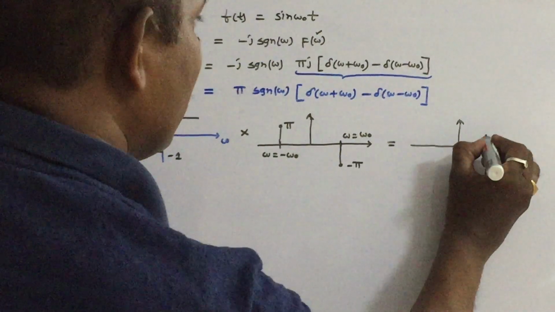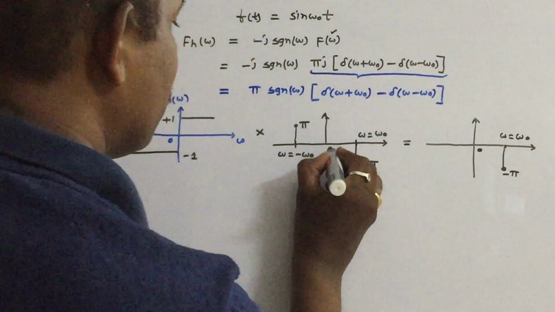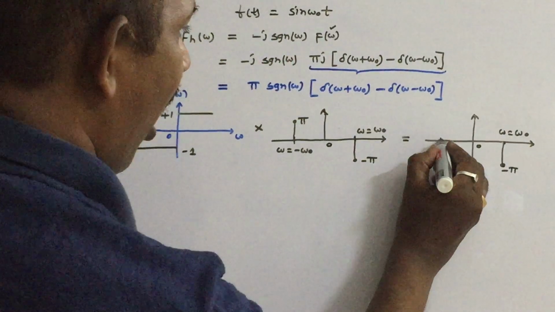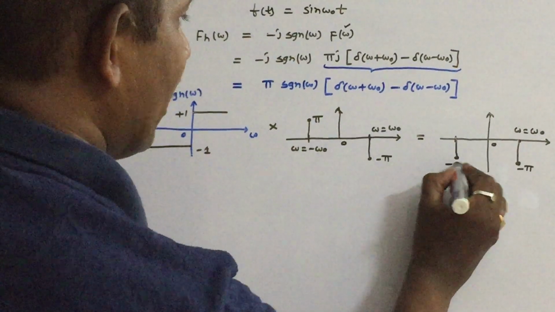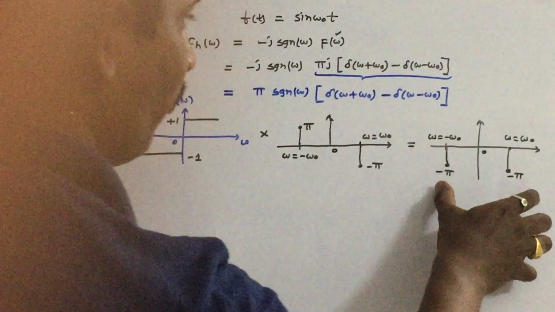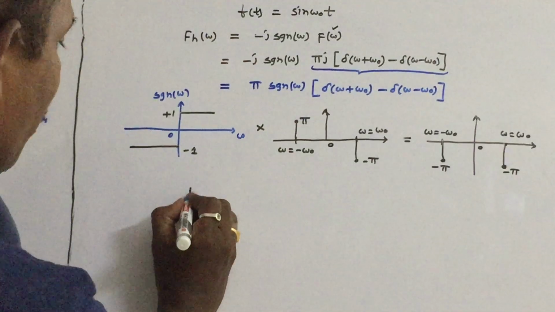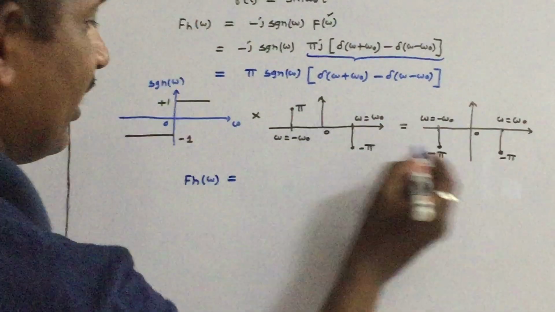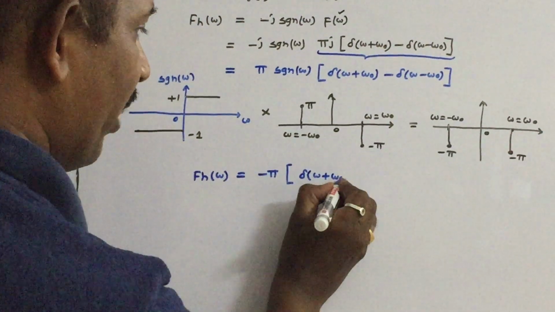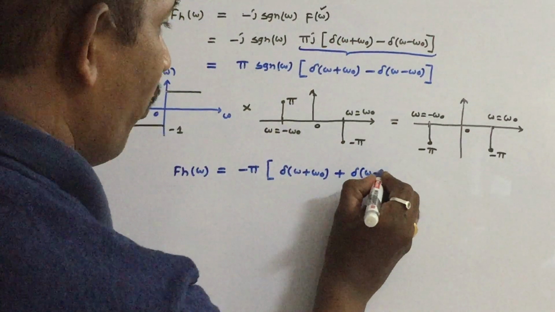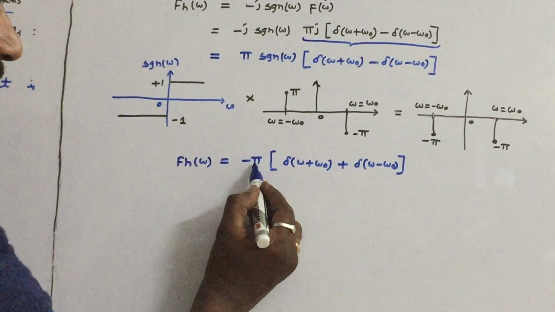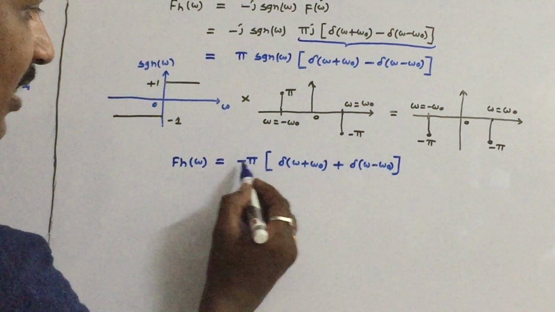It is minus pi at the frequency omega equal to omega 0. At the negative frequency, you can see that it is multiplied by minus 1, so pi into minus 1 is minus pi. So this is at omega equal to minus omega 0 frequency. Therefore, F_h of omega is written as minus pi into delta of omega plus omega naught plus delta of omega minus omega naught. So that means at omega equal to minus omega 0 and at omega equal to omega 0, the amplitude is minus pi.